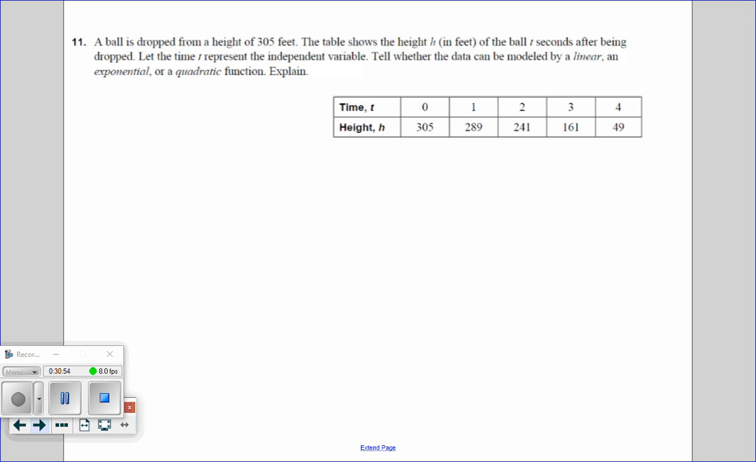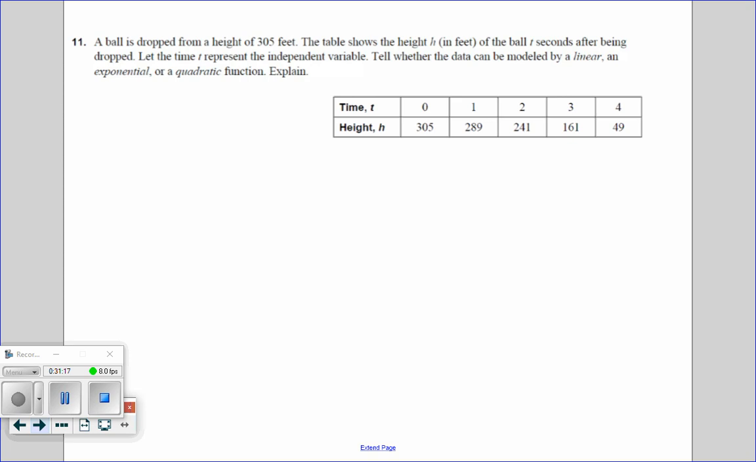What do y'all think? We could probably rule out linear, right? It's likely that the difference between 305 and 289 is not the same as this one over here, okay? So we could test for exponential, or we could test for a quadratic, okay? Which one do y'all think you want to do? I think we just ruled out linear, but so I hear exponential.